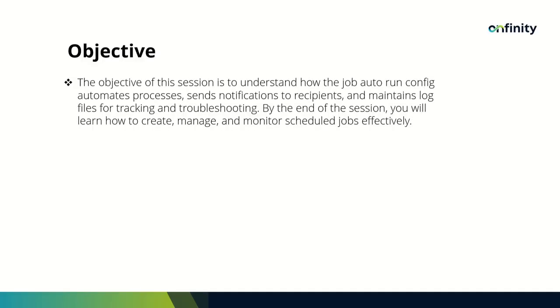The objective of this session is to understand how a job auto-run configuration automates processes, sends notifications to recipients, and maintains log files for tracking and troubleshooting. By the end of the session, you will learn how to create, manage, and monitor scheduled jobs effectively.